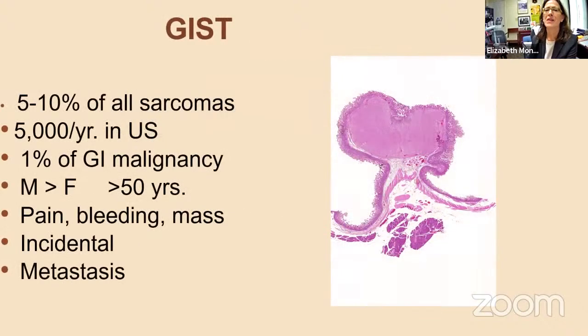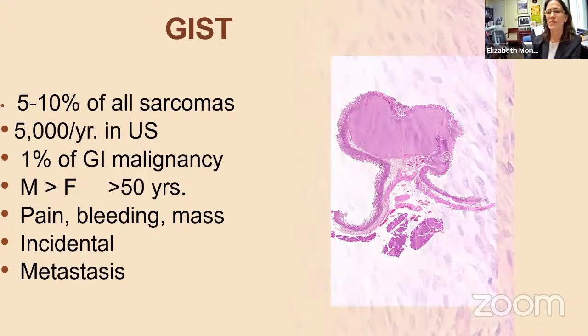Whoops, sorry. So in the US at least, they account for up to 10%, and I'm going to just lump them with sarcomas. They're usually in the muscularis propria, but this one happens to be in the submucosa, and the patient had a Whipple. There's some pancreas down here, but it's just such a pretty picture that I popped it in there. It's about 1% of gastrointestinal malignancy. It tends to be more common in men, and most patients are over 50. And the presentation, of course, is site-specific, depending on where the tumor is.